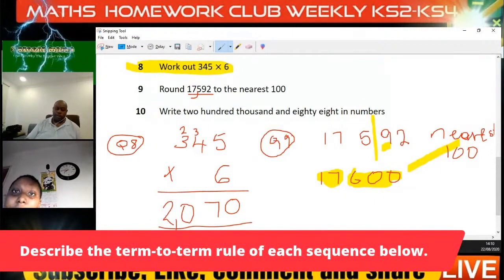Okay, question 10. Read question 10 for me, please. Write 200,088 in numbers. So 200,000, right? So that's 1 unit, yes? That's 10. That's 100. That's 1,000.